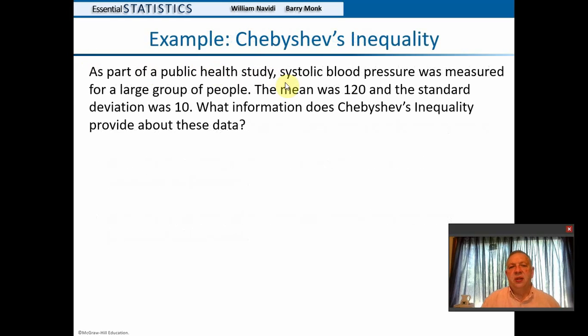So as part of a public health study, systolic blood pressure was measured for a large group of people. The mean was 120 and the standard deviation was 10. What information does Chebyshev's inequality provide about these data?